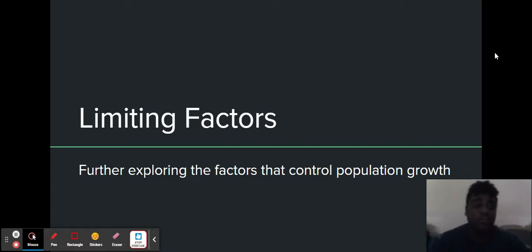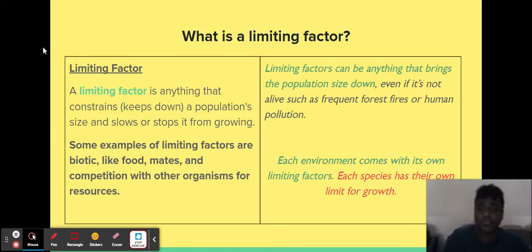So we're going to explore what those things are so that you know what things would be limiting a population in general. Right? So, first and foremost, what is a limiting factor? A limiting factor is, like I said, anything that's going to stop or slow down a population's growth. Some examples of this could be food, could be the available mates in the area, and it could also be competition with other organisms that are either in your species or from another species that want the same resources as you.